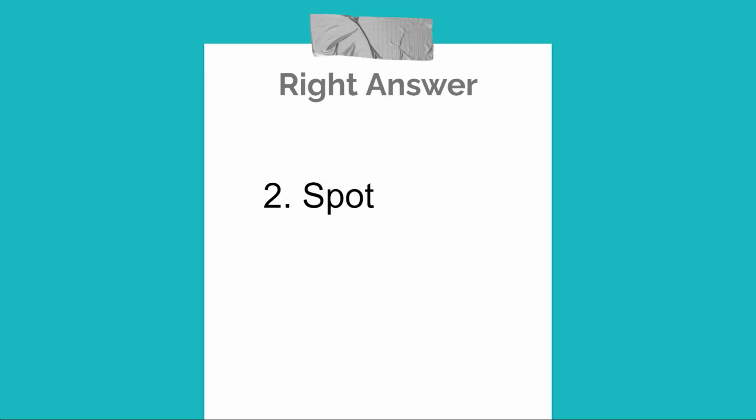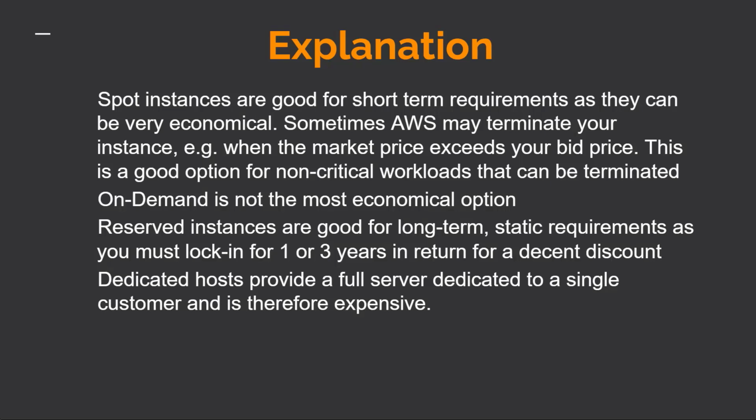Explanation. Spot instances are good for short-term requirements as they can be very economical. Sometimes AWS may terminate your instance, for example when the market price exceeds your bid price. This is a good option for non-critical workloads that can be terminated. On demand is not the most economical option. Reserved instances are good for long-term, static requirements as you must lock in for 1 or 3 years in return for a decent discount. Dedicated hosts provide a full server dedicated to a single customer and are therefore expensive.